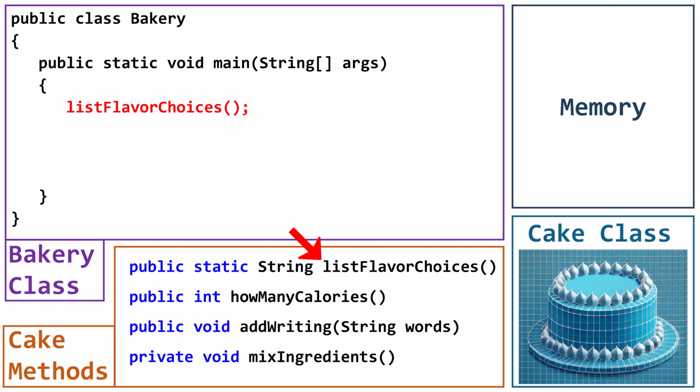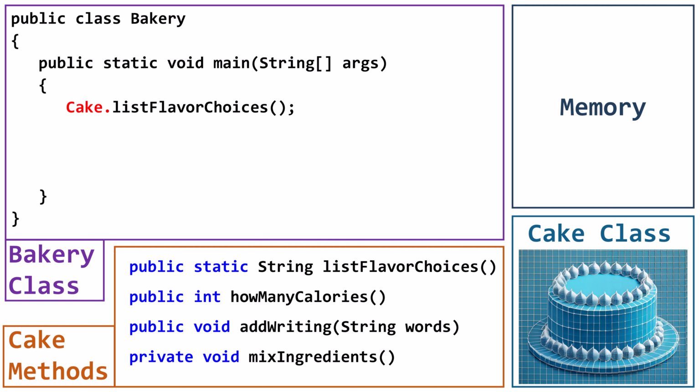listFlavorChoices is a static method, which means it's a behavior that belongs to the cake class itself. To properly call it from another class, we will say Cake.listFlavorChoices, which will run without error. Let's go back and look at the return type of the method. It returns a string.